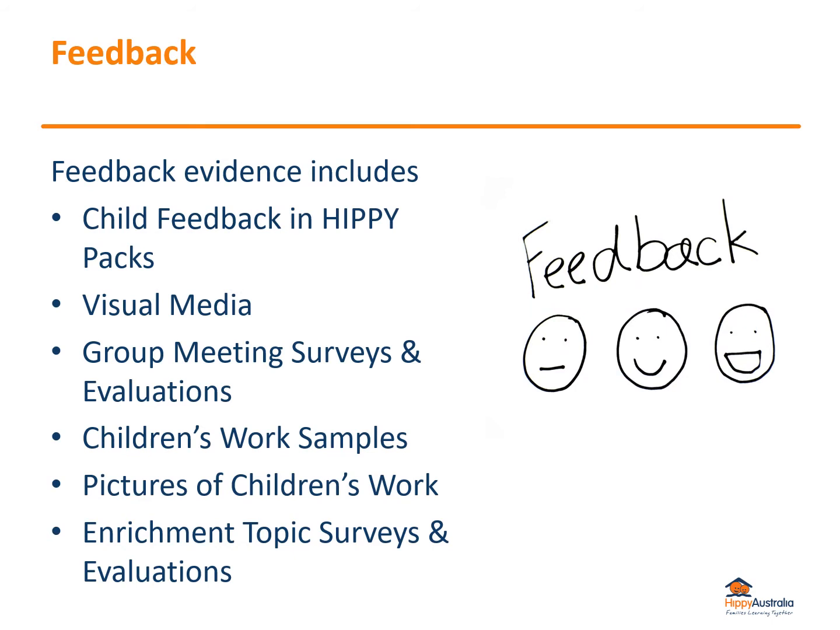Feedback. Feedback evidence can be used to support rating and includes the child feedback on the HIPPY packs, reflecting on HIPPY yellow pack 6, age 4, thinking about my HIPPY learning, purple 5, age 4, reviewing your HIPPY storybooks, purple 6, age 4, thinking about HIPPY, purple 3, age 5. It can also include visual media such as social media posts, videos, and pictures, group meeting surveys and evaluations, children's work samples, pictures of children's work, and enrichment topic surveys and evaluations.